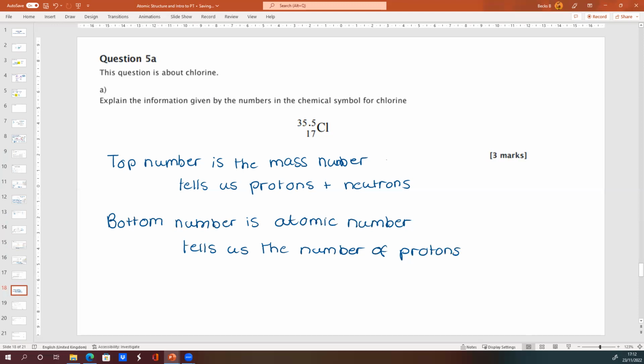Okay, so 1 mark for identifying what they are, and then your second and your third mark come from explaining what they are. So they always want a little bit extra from you in the first point.